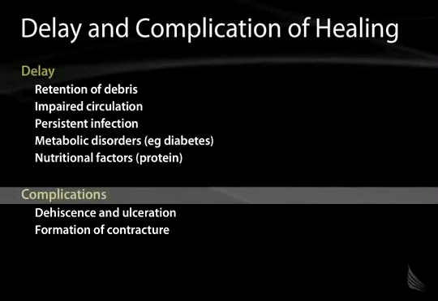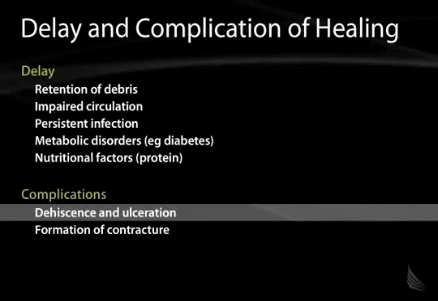Complications of delay are dehiscence and ulceration. Dehiscence is where you have a primary closure of a wound, which then subsequently opens up under stress, and that can cause complications and difficult healing. Ulceration is where you get secondary infection and the formation of an ulcer, and that complicates this as well.